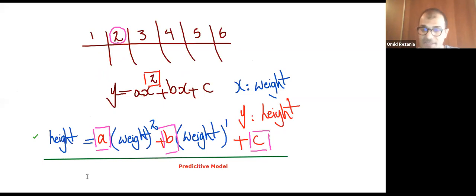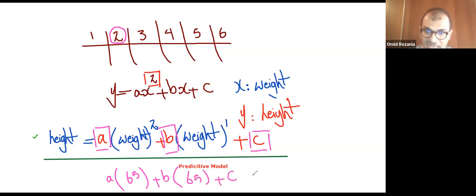Why do I call that a predictive model? Because imagine that woman number 16 enters. You ask how much she weighs and get her weight. You put the 16th woman's weight inside this equation. For example, her weight is 65 pounds. You type A times 65 pounds plus B times 65 pounds plus C, and you get what? The height of that woman. Then you see that you predicted the height of a woman who was not initially in your data sets.